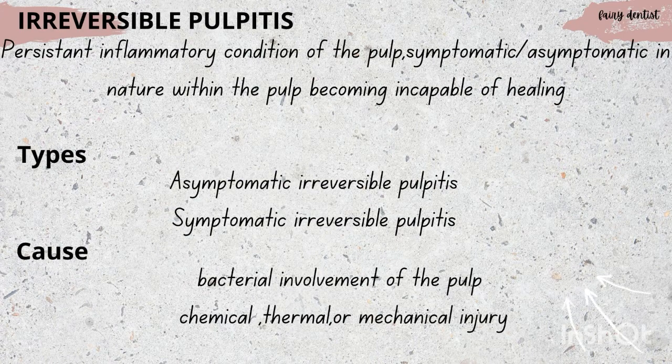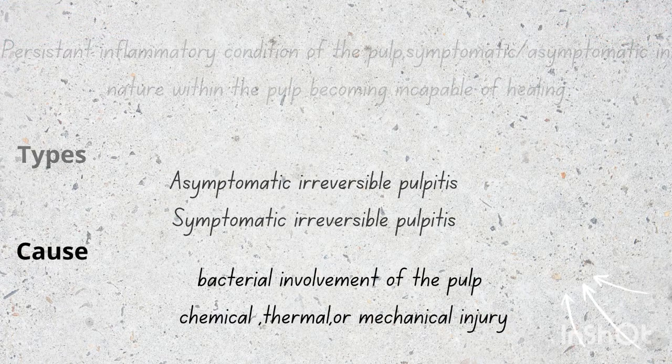Irreversible pulpitis is a persistent inflammatory condition of the pulp. It may be symptomatic or asymptomatic. The most common cause of irreversible pulpitis is bacterial involvement of the pulp through caries. Asymptomatic irreversible pulpitis may develop into symptomatic irreversible pulpitis if it is untreated.